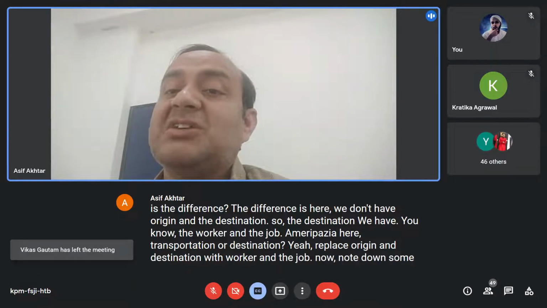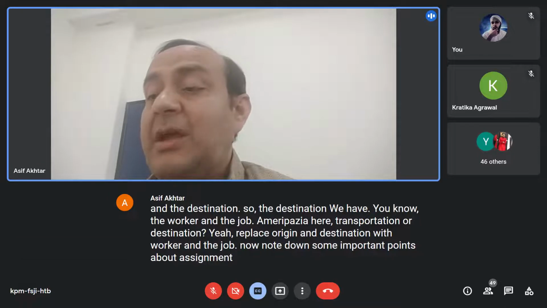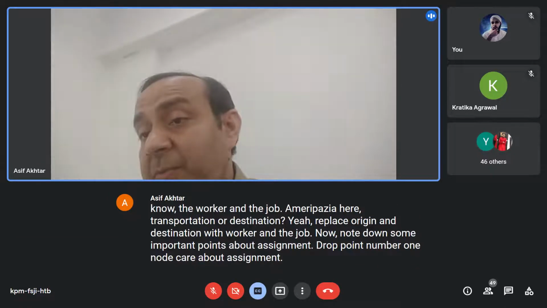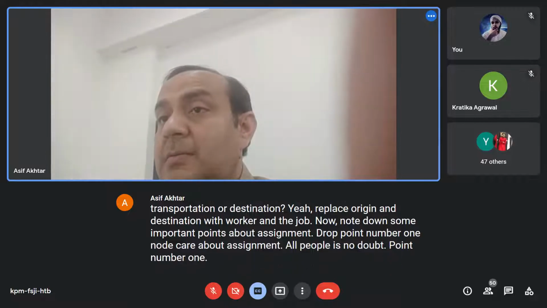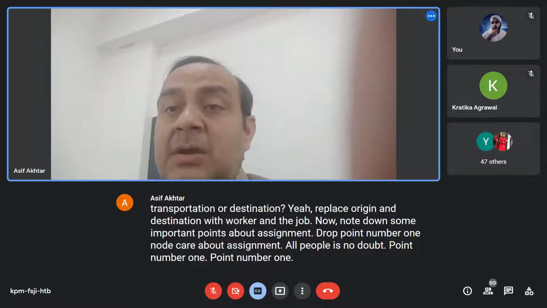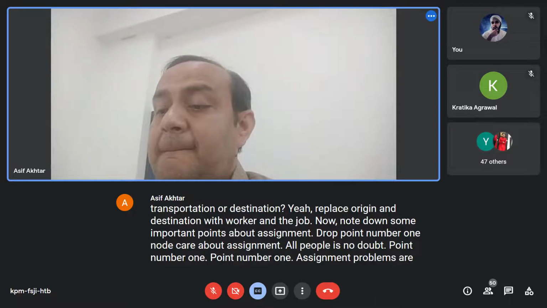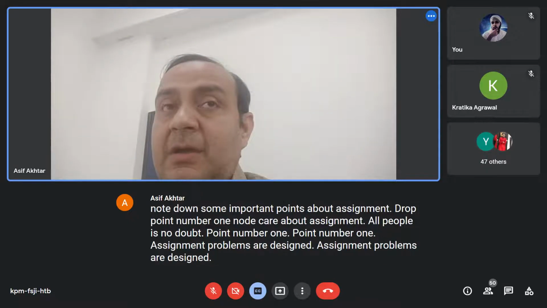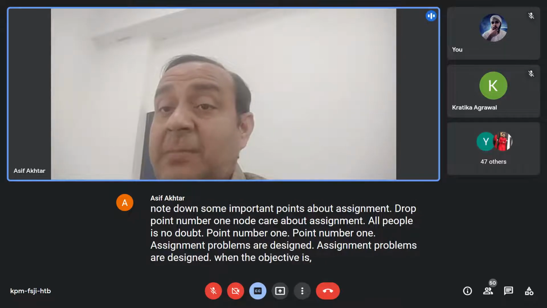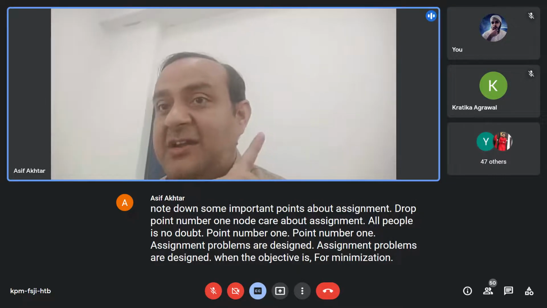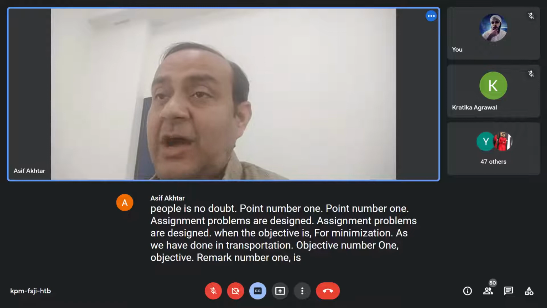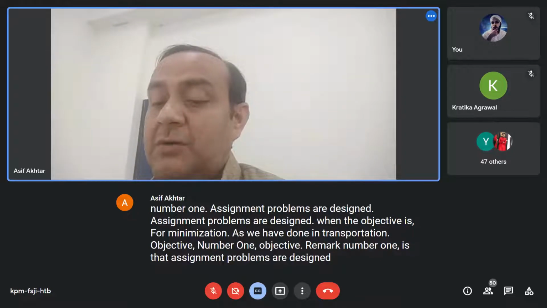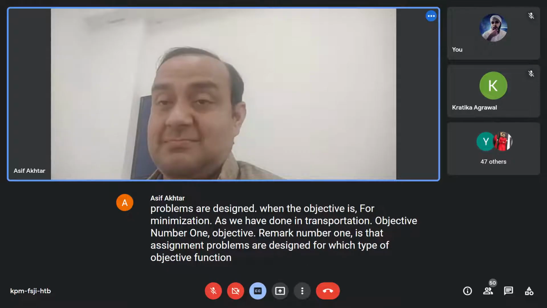Now note down some important points about assignment problem. आप point number 1 note करिए about assignment problem. All of you please note down. Point number one. Assignment problems are designed when the objective is for minimization, as we have done in transportation. Remark number one is that assignment problems are designed for which type of objective function? For minimization.